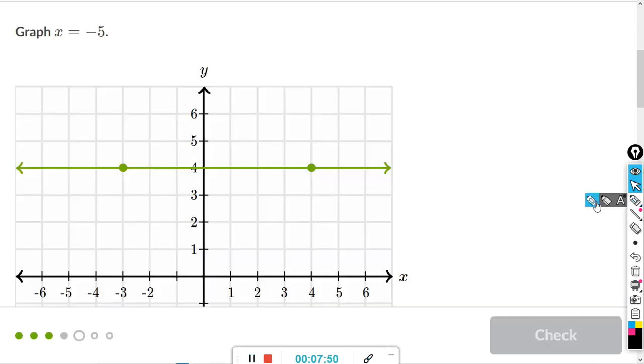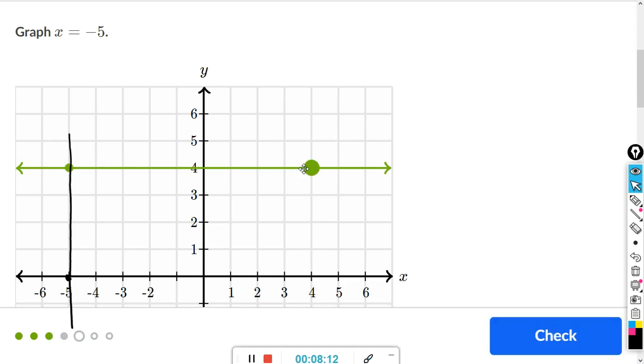Okay, graph x equals -5. This is the x-axis right here. If we go to x equals -5, that's this point right here. So the graph goes through that right there, x equals -5. So take the dots on the green line and drag them over to x equals -5.